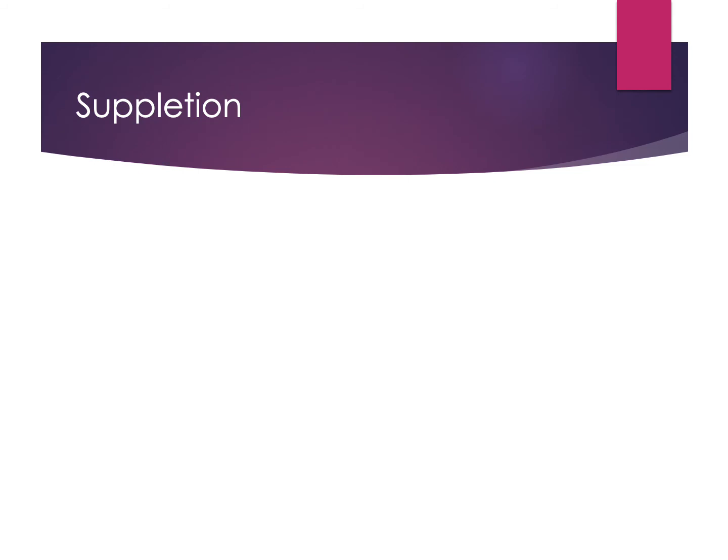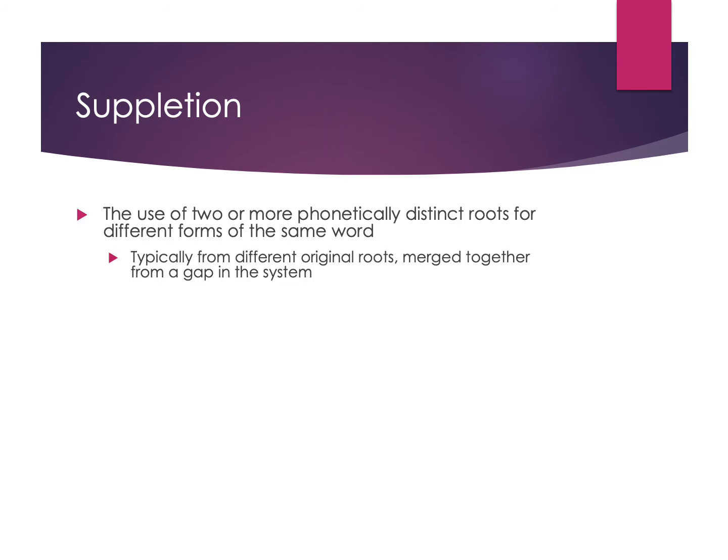Suppletion is one that is harder to trace and usually comes from long-term historical developments. This is usually because of phonetically distinct roots of different forms that end up being used for the same word. Typically they come from different original words. Because we're only using some of one word and some of another, we have a sort of gap in our system, and then we merge them together to create a single form.